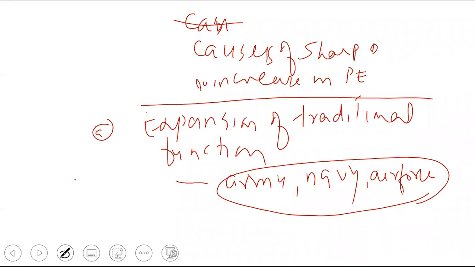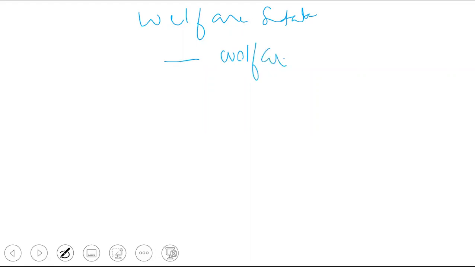Second point is welfare state. Abhi only I told you what is the meaning of welfare state. Welfare state means the government which gives importance to the welfare of the people. Take down the point. The government which gives importance to the welfare of the people. लोगों का वेलफेयर के लिए क्या क्या करना चाहिए गवर्नमेंट उसके बारे में सोचता है. So when government thinks like that, what will happen? Expenditure of the government will increase.